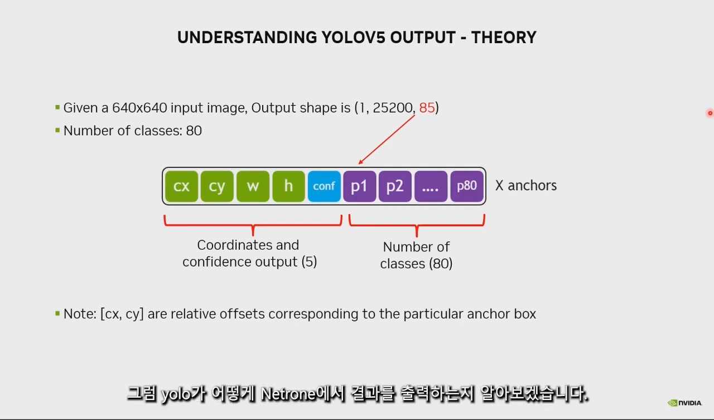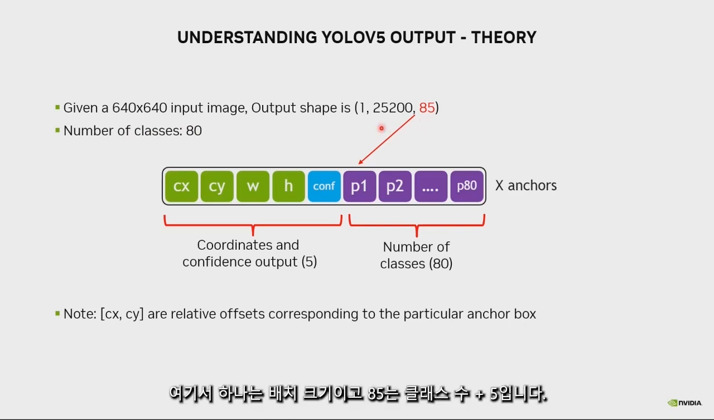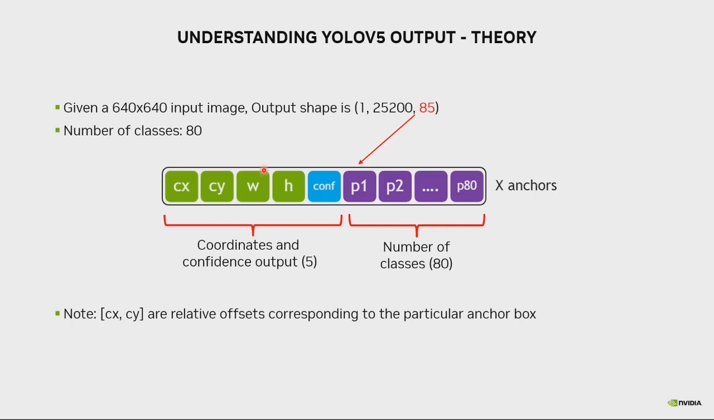So let's understand how YOLO outputs results. From Netron, we know that for an input image of size 640 by 640, the model outputs a tensor of shape 1 by 25,200 by 85. Here 1 is the batch size and 85 is the number of classes plus 5. We know that the COCO dataset the model was trained on has 80 object categories. So where is this plus 5 coming from?